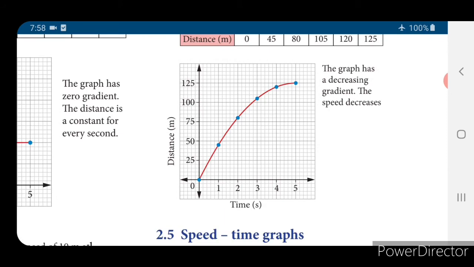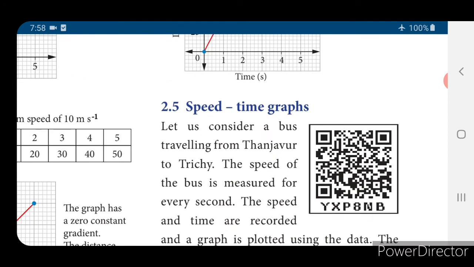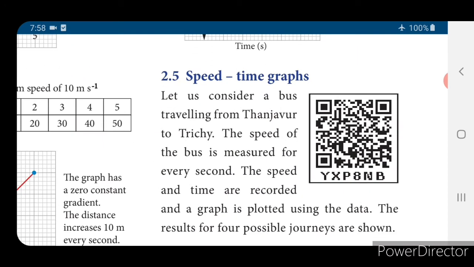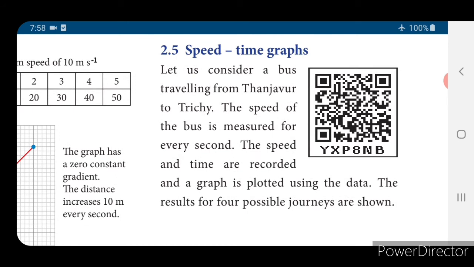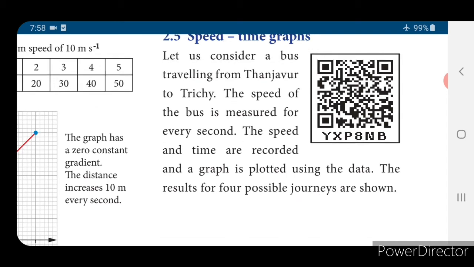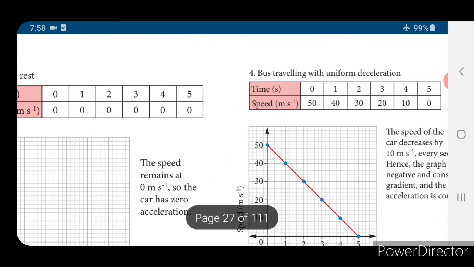The next one, the speed time graph. Let us consider a bus traveling from Tanjavur to Trichy. The speed of the bus is measured for every second. The speed and time are recorded and a graph is plotted using the data. So the results for 4 possible journeys are shown here.